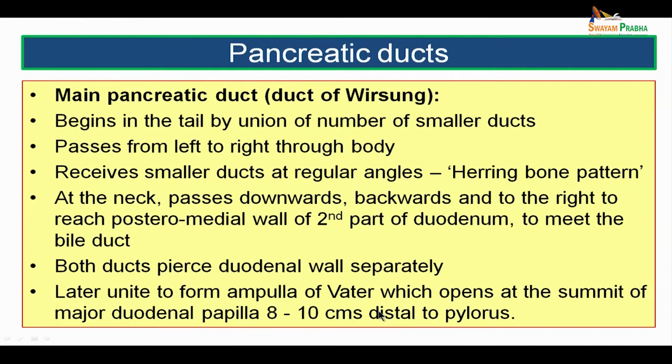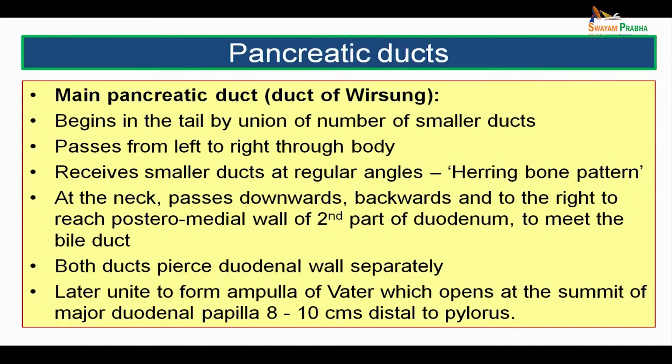Going on to the pancreatic ducts. The pancreas has two ducts, the main pancreatic duct and the accessory pancreatic duct. The main pancreatic duct, also called the duct of Wirsung. It begins in the tail by union of a number of smaller ducts, passes from left towards the right, running through the body of the pancreas. It receives smaller ducts at regular angles, thus giving a herringbone pattern.